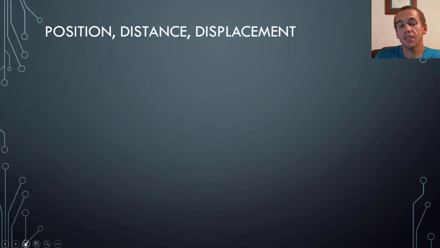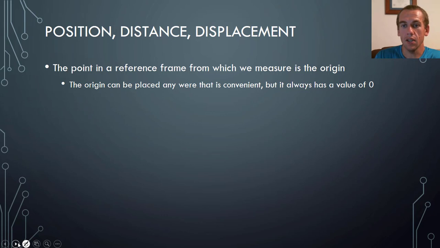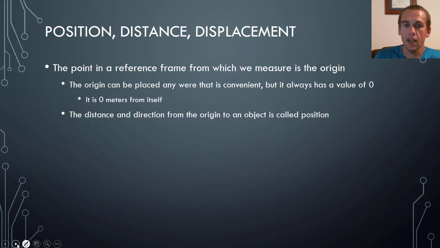Now, position, distance, and displacement are three things that we use to describe motion or how something changes. In order to do this, we need a point in our reference frame that we're measuring from. We call that point our reference point or our origin. It's where all our measurements originate from. It can be anywhere we want it to be, but once we assign it, we give it a value of 0 because it's 0 meters from itself. Then the distance and direction from the origin to an object gives us that object's position. So in order to know a position, we have to know distance and direction from a reference point.